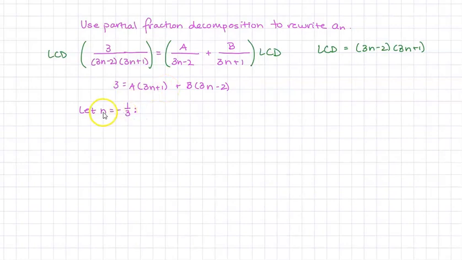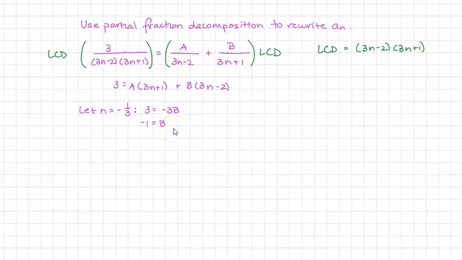So if I take negative 1/3 and plug it in for the n's in all of this, well, the left-hand side's still 3. Negative 1/3 is going to make this equal 0, and 0 times a is just 0. So this completely goes away. And then over here, 3 times negative 1/3 is negative 1. And negative 1 minus 2 is negative 3. So we have negative 3b. And so b is negative 1. So with very little work, we already know what b is.